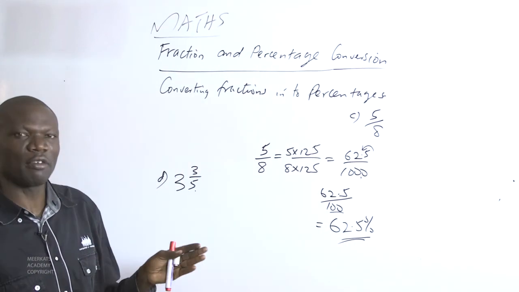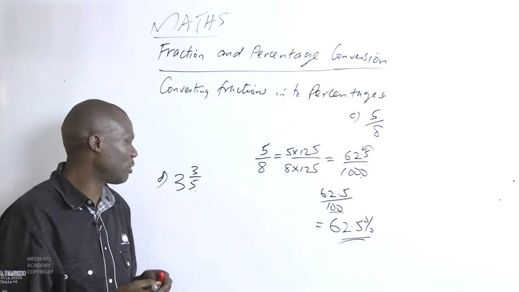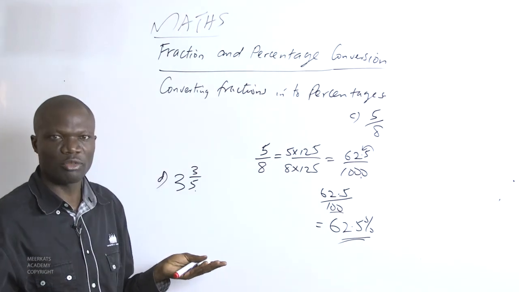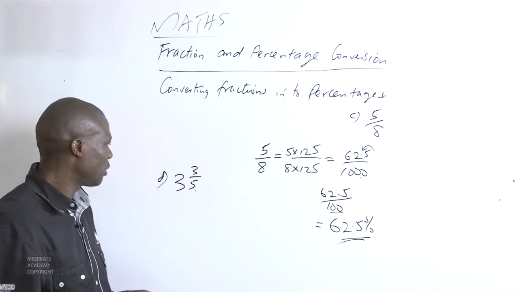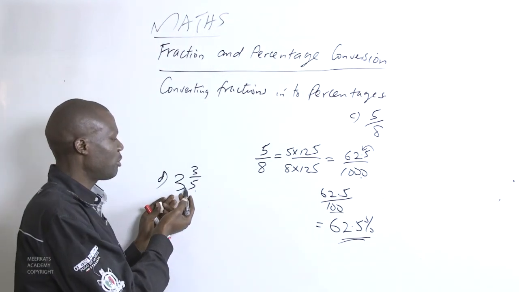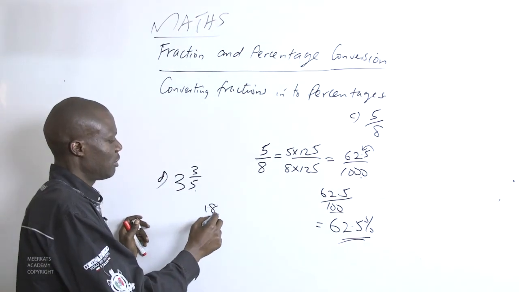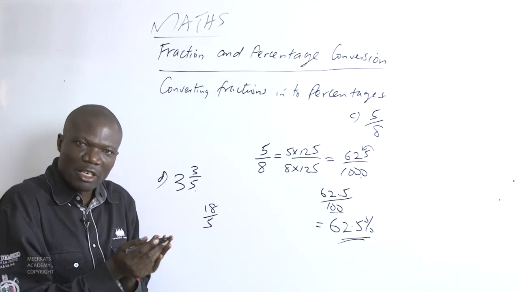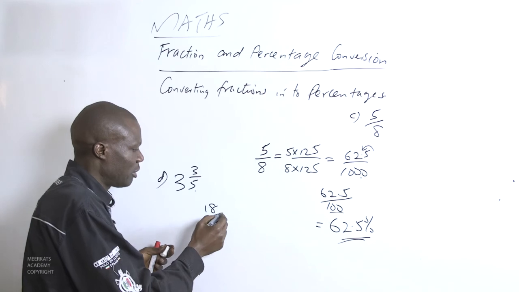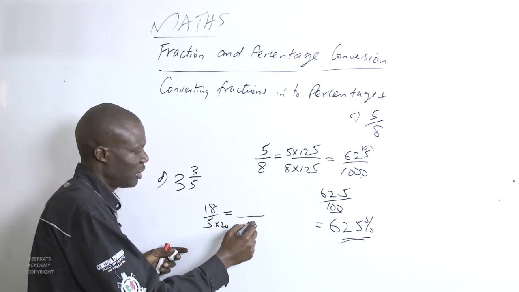And finally, we have a mixed numeral, which was 3 and 3 over 5. Now this one, we have two ways. First, change it into an improper fraction, which is 3 times 5, which is 15. 15 plus 3 gives us 18 over 5. Now write an equivalent fraction whose denominator will be 100. You'll find that we shall multiply this one by 20. That will give us 100.